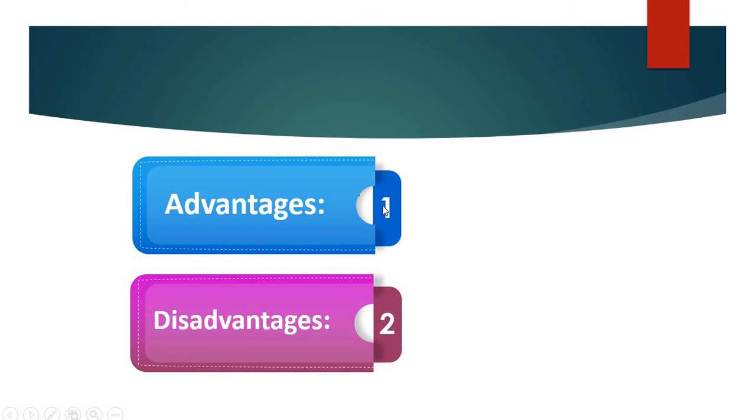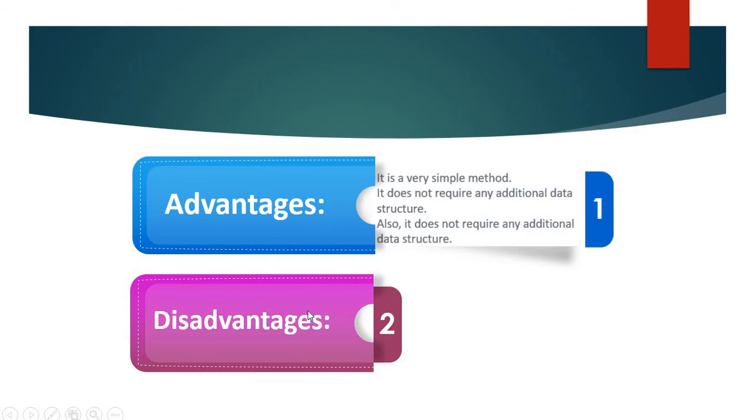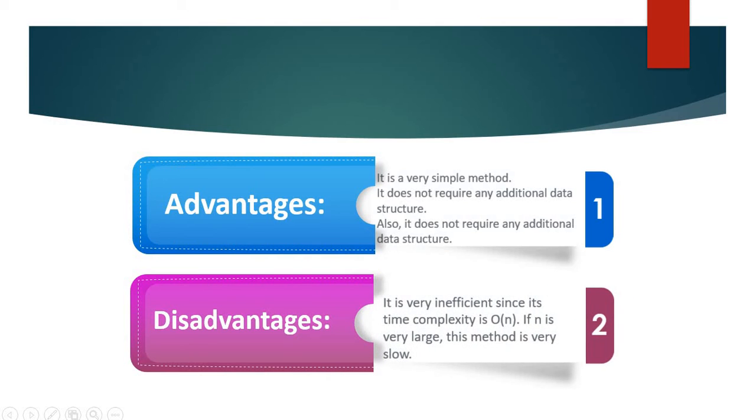Now, advantages as well as disadvantages of linear search. Advantages: it is a very simple method. It does not require any additional data structure. Disadvantages: it is very inefficient since its time complexity is O(n). If n is very large, this method is very slow.